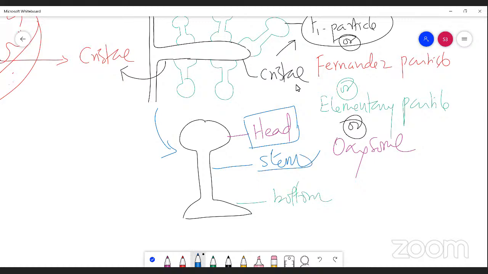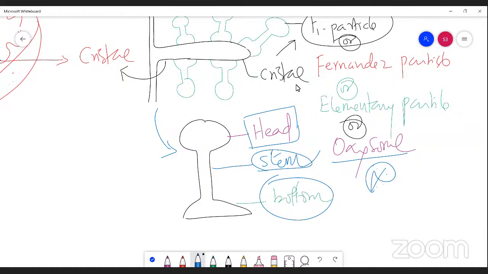And the stem is the body of the F1 particle, and the bottom also consists of some amount of ATP molecule. So ATP production takes place only in the F1 particle. That's why it is known as an oxysome.